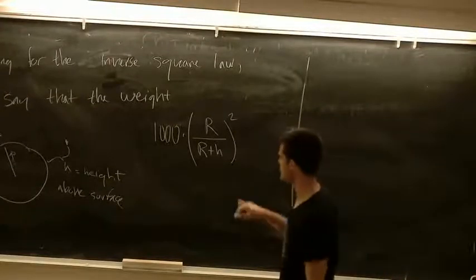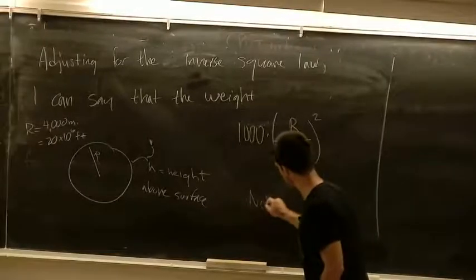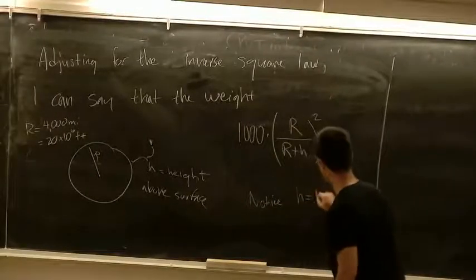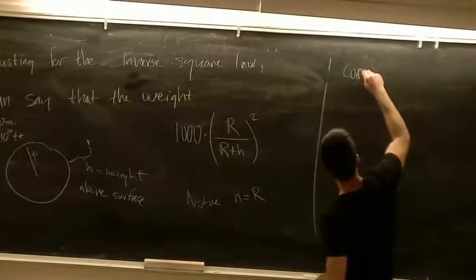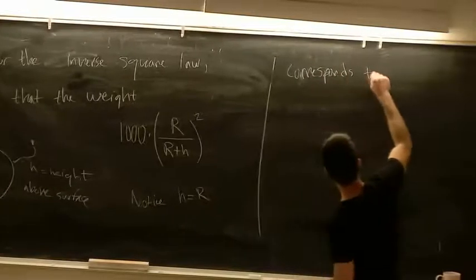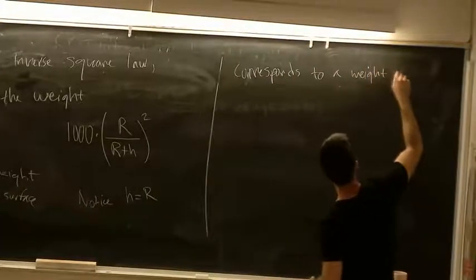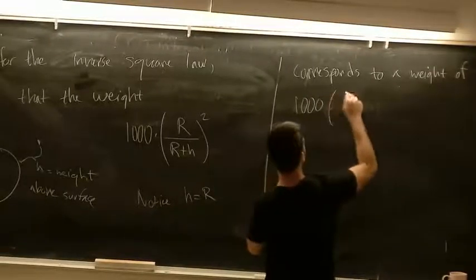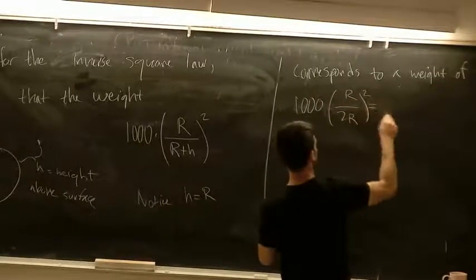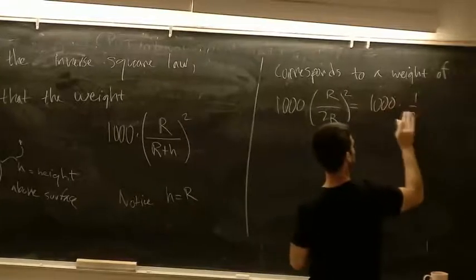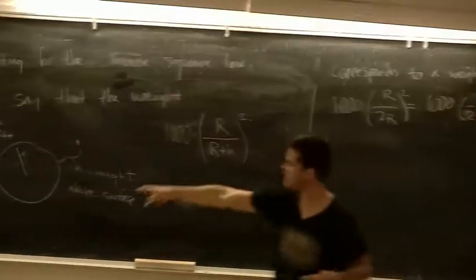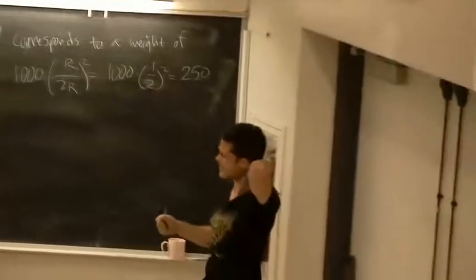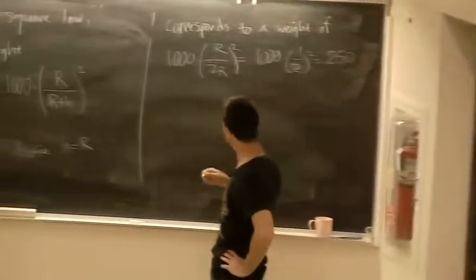So you can see if you plug in H equals R, which was the situation that I drew over here, then that corresponds to a weight of 1,000 times R over 2R squared, which is 1,000 times 1/2 squared, which is 250. So this formula gives the right weight, at least according to what we'd already said.